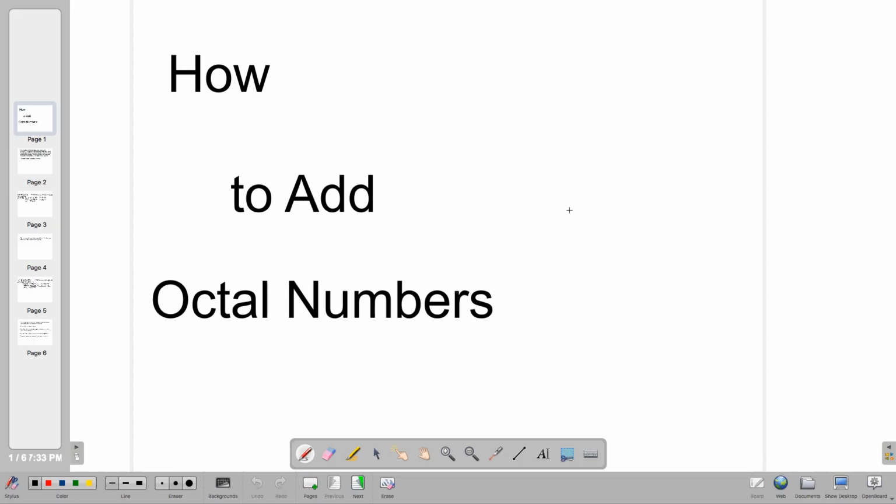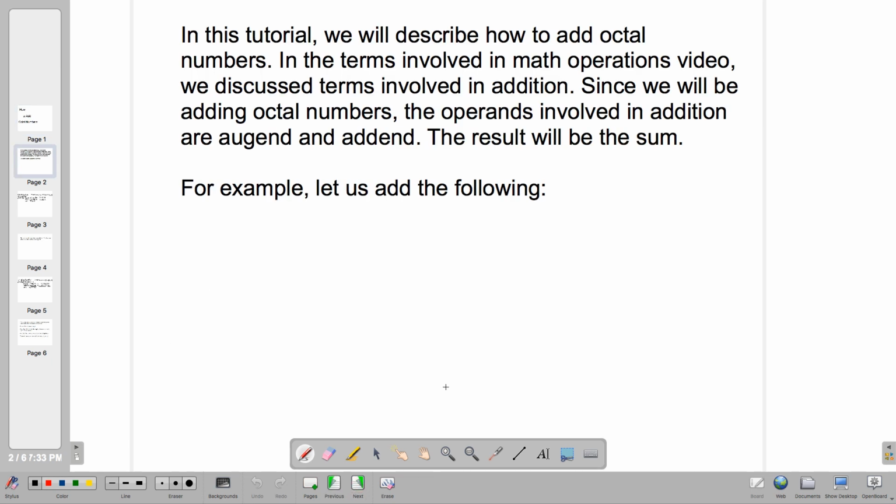How to add octal numbers. In this tutorial, we will describe how to add octal numbers. In the terms involved in math operations video, we discussed terms involved in addition. Since we will be adding octal numbers, the operands involved in addition are augend and addend. The result will be the sum. For example, let us add the following.